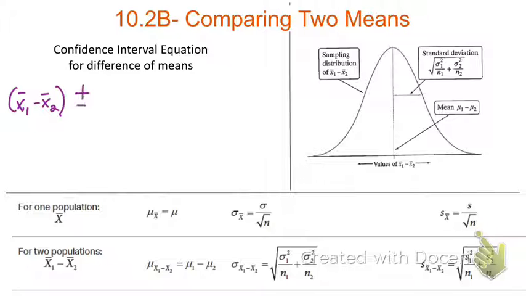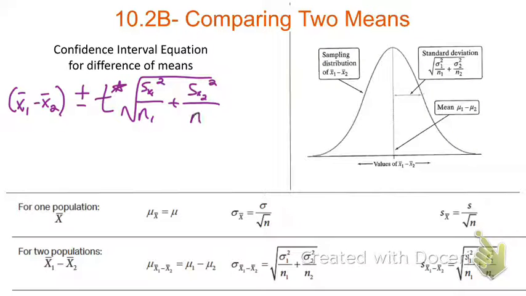Then I would add and subtract the t star critical value times the standard error. Now, the standard error is on your formula chart, and you can see it right here in this second line of your paper there. That is the standard error for combined distributions. And so it would be the square root of s sub x1 squared divided by n1 plus s sub x2 squared divided by n2.